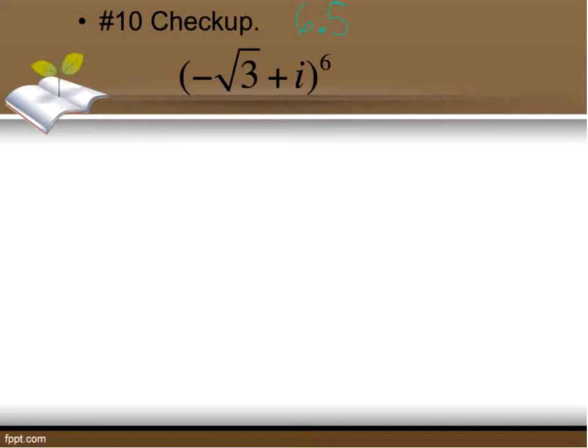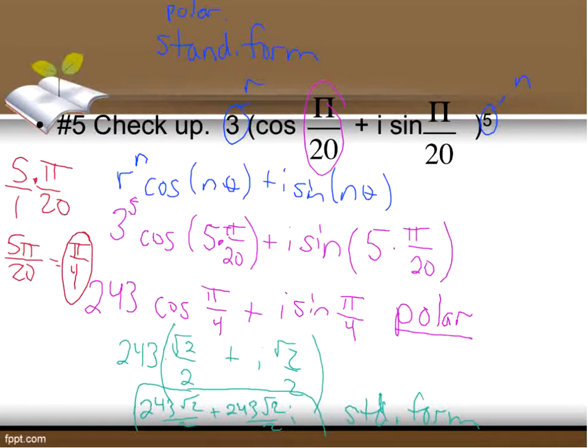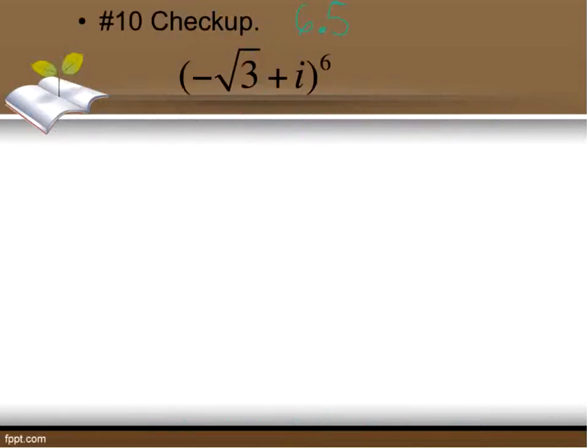Okay, so my first question that I want us to think about is, on the last one, let me skip back a slide here. See, on this last one, I had an R and I had an n. I don't have that this time. This time I just have a coordinate raised to the 6th power. So this time I have to find my own R. Do we remember how to find our own R?